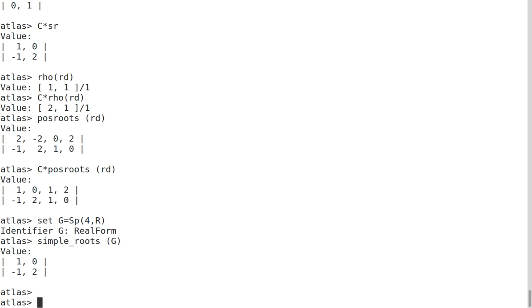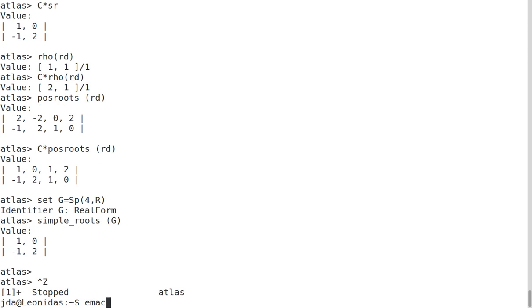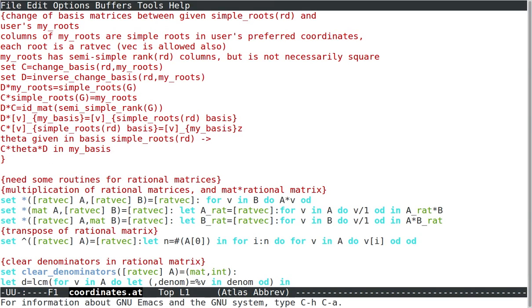Well, before I do that, this process that I just went through, which was a little bit tricky involving the inverse, of course you don't want to have to go through that all the time, and so there's a script which takes care of that for you. So let's take a look at that. That's the script coordinates.at, and there's a description of it up here at the beginning, and what it says is it's a change of basis matrix between the simple roots of RD, that's the coordinates that the software uses, and the user can provide a matrix called my_roots. And it says the columns of my_roots are the simple roots in your preferred coordinates, and rational vectors are allowed here.